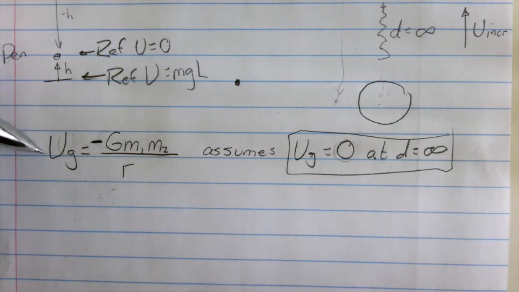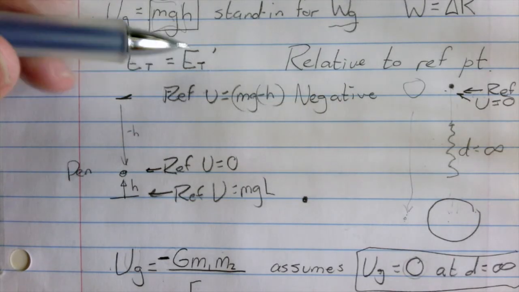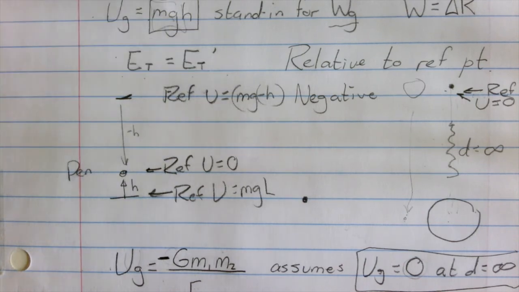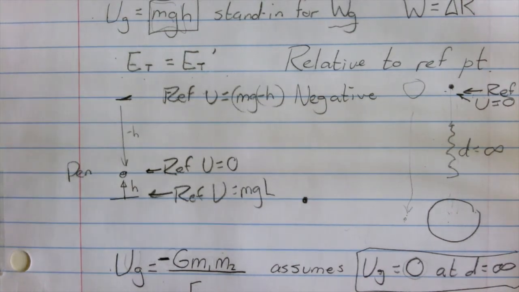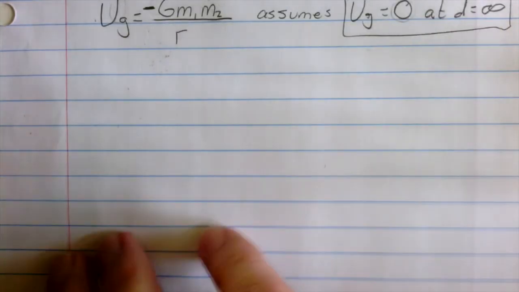Okay, so this is the equation we're going to use. Well, guess what? We're just doing the exact same stuff that we did before. Total energy equals total energy prime. And then generally it's just potential plus kinetic before equals potential plus kinetic after to solve problems. Now the numbers are going to be ugly because we're dealing with a whole lot of scientific notation, but let me show you what it looks like.